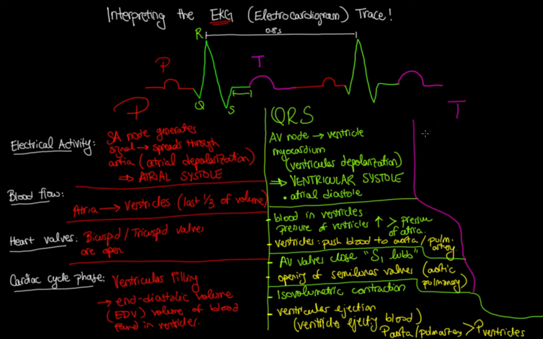And so the T wave is generated by ventricular repolarization. And then this is going to be found immediately before ventricular diastole. So it's going to result in ventricular diastole.